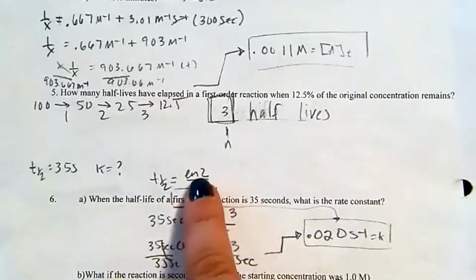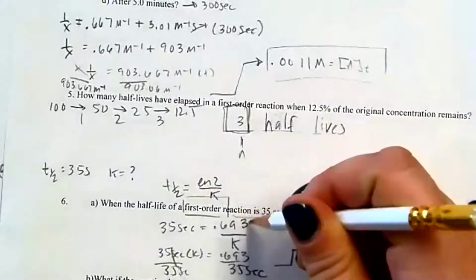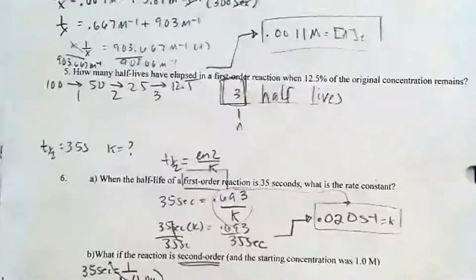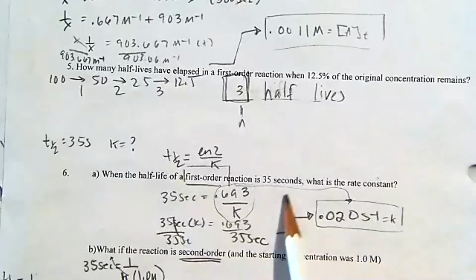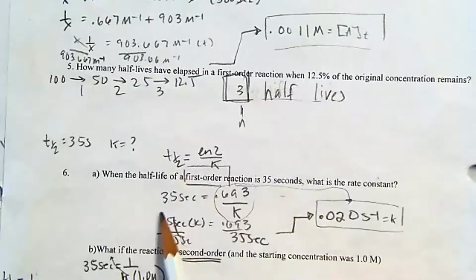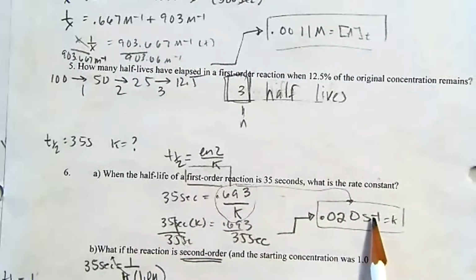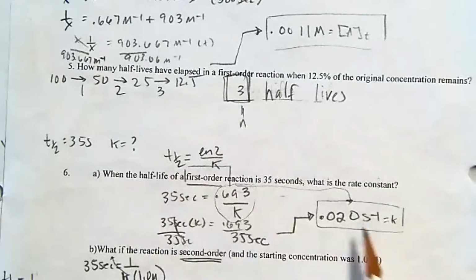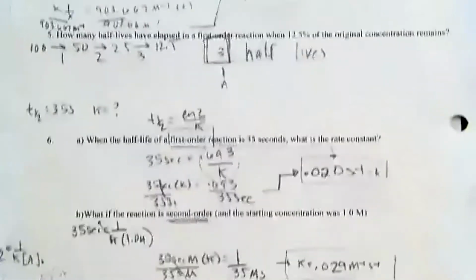Okay, now this one's a first order. So natural log of 2, we know that as 0.693. So we know that 0.693 over your rate law constant is equal to your half-life if it's first order. So it said the half-life is every 35 seconds. It breaks down by 50%. And then we solve for K, and you get 0.020 seconds negative 1. It's a first order, so there should be no molarity, just seconds in the denominator.